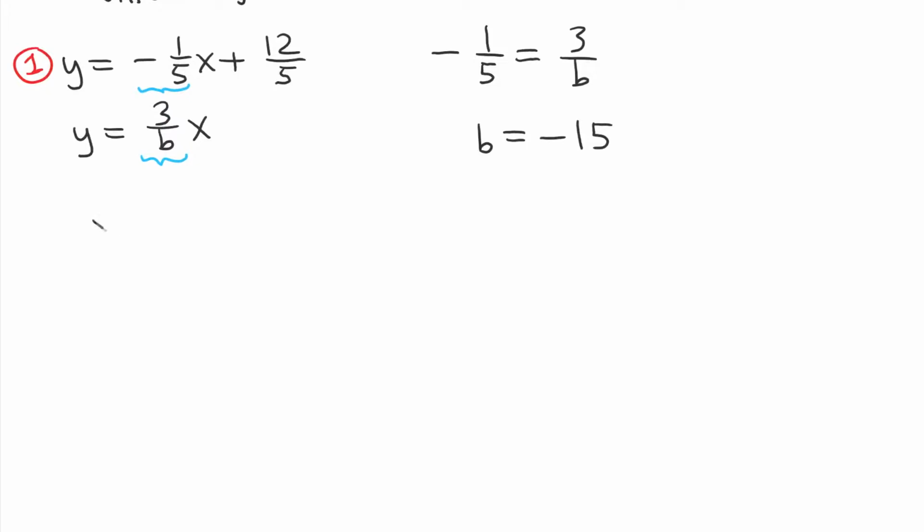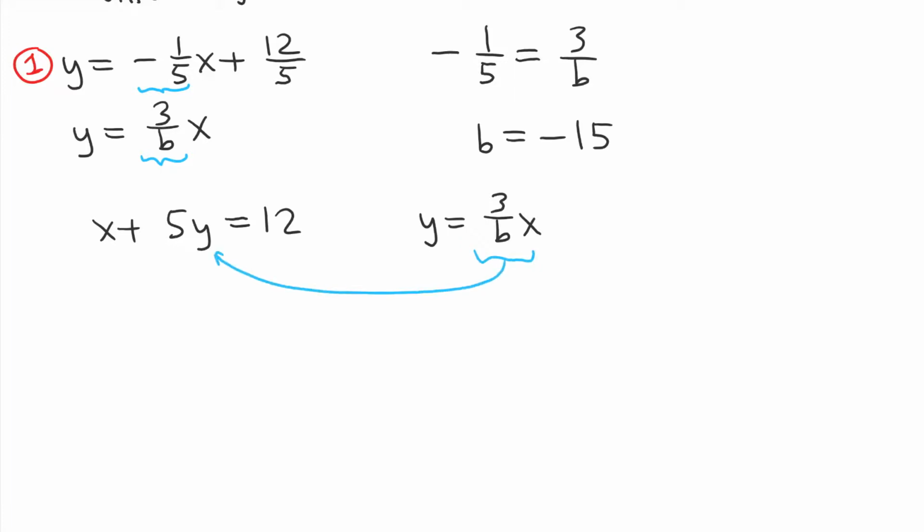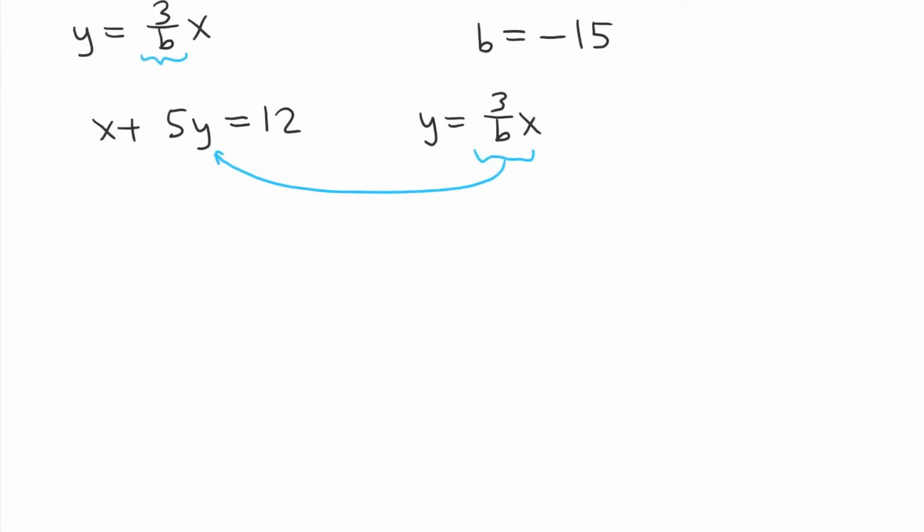So again, let's take our equations here. And actually, we already solved for y in terms of x in the second equation. y is 3 over b times x. And we know that using substitution, we can plug this expression in for y in the first equation, and then solve for x. So let's see what we get here. x plus 5 times 3 over b times x is equal to 12.